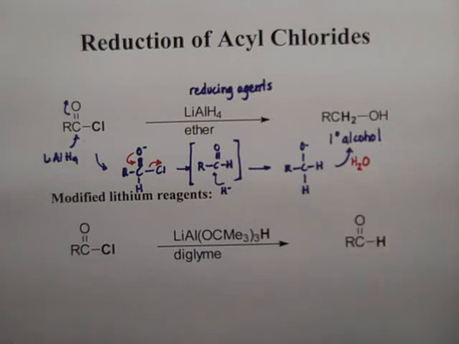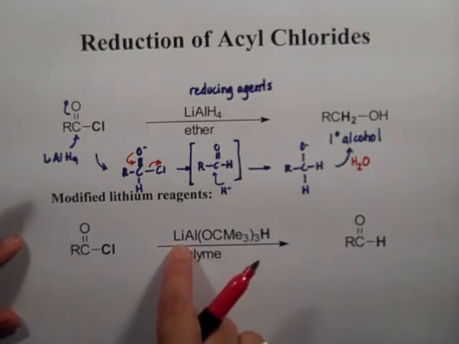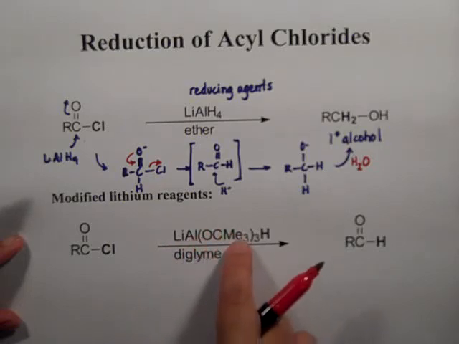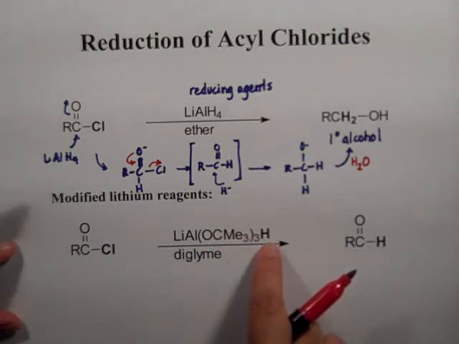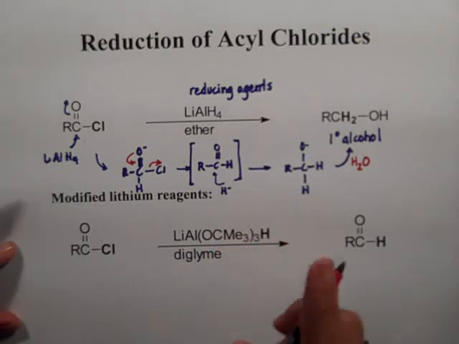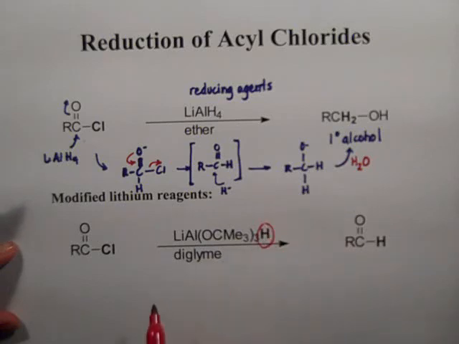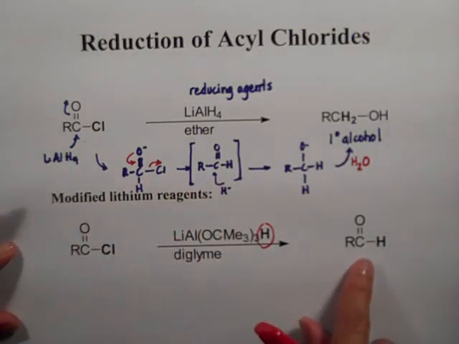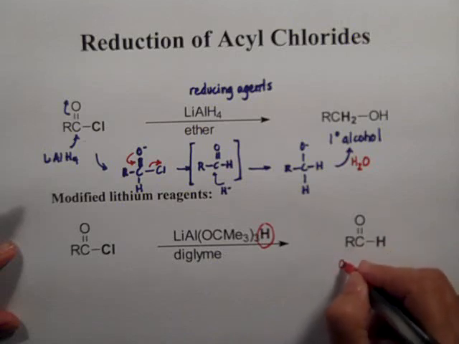Now I have a different type of lithium aluminum reagent. It's a modified lithium aluminum reagent, and notice that I still have the lithium and the aluminum, but 3 of the hydrides have been replaced by bulky alkoxy groups. I only have 1 hydride in this reaction, and if we only have 1 hydride, I can actually do the first step on this reaction and I can get an aldehyde out of that.